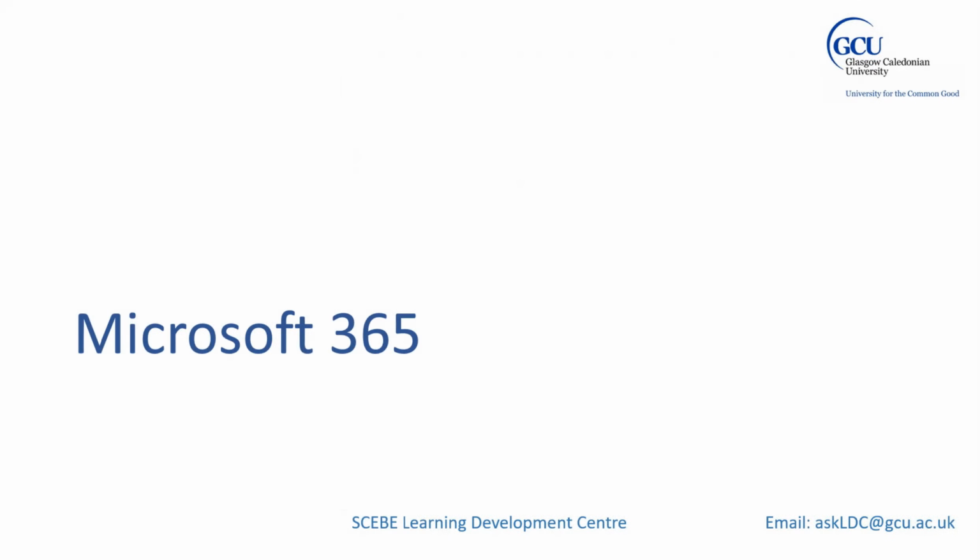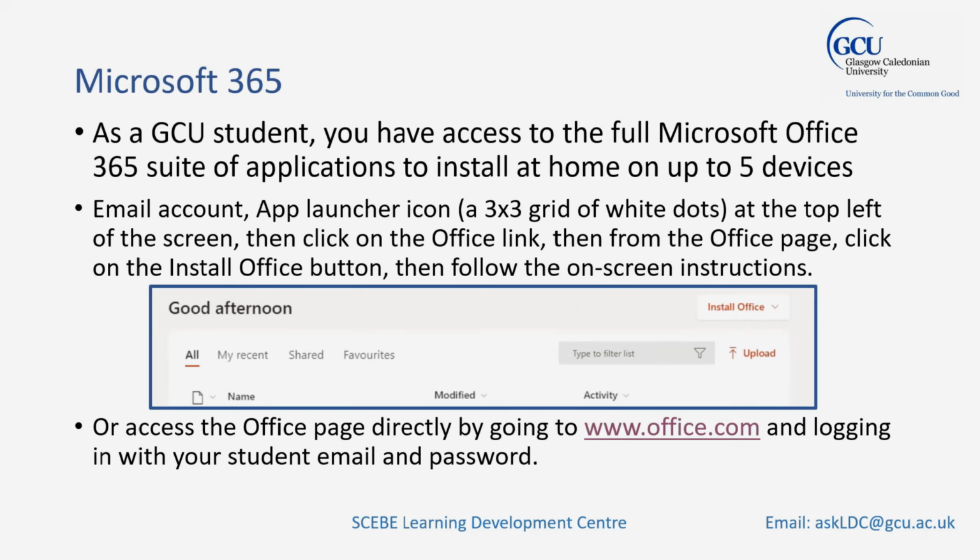Okay, Microsoft 365. As a GCU student, you have access to the full Microsoft Office 365 suite of applications to install at home on up to 5 devices. There's a whole range of apps inside it. You typically use the app launcher. It's a small 3x3 grid of white dots I'll show in the next page. And from that you can then see the bar to install Office from.